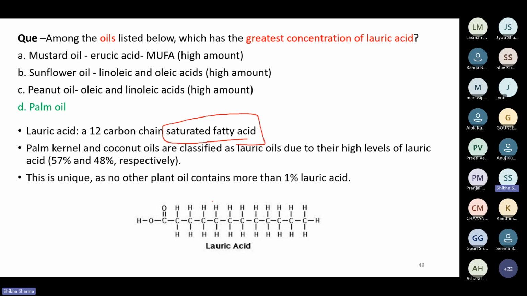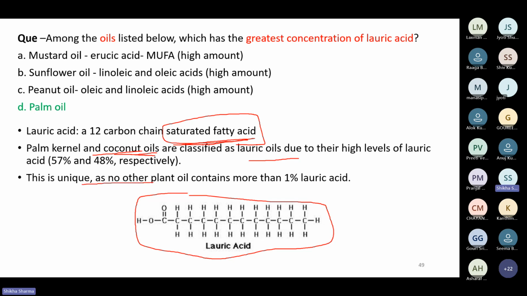So it is a 12-carbon chain structure like this. It is found in palm kernel and coconut oils, classified in this, where a high amount of lauric acid has been found. Usually oils don't have much lauric acid because it is a saturated fatty acid, and oils come under unsaturated, right? But palm kernel oil and coconut oil have a high concentration of lauric acid.